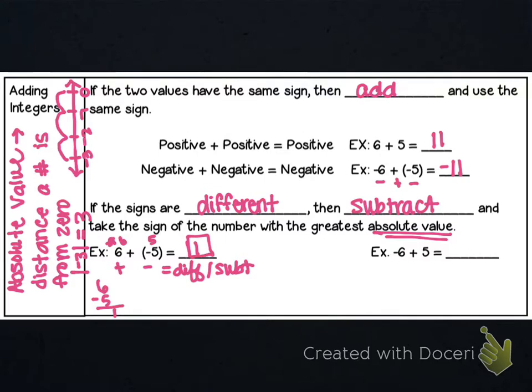Looking at this example, we have a negative and a positive. Those are different. So we're going to subtract. 6 minus 5 is 1 again. The distance this number is from 0 is 6, and this one is 5. So these are the absolute values. This one is bigger, and it's negative, so our answer is going to be a -1.